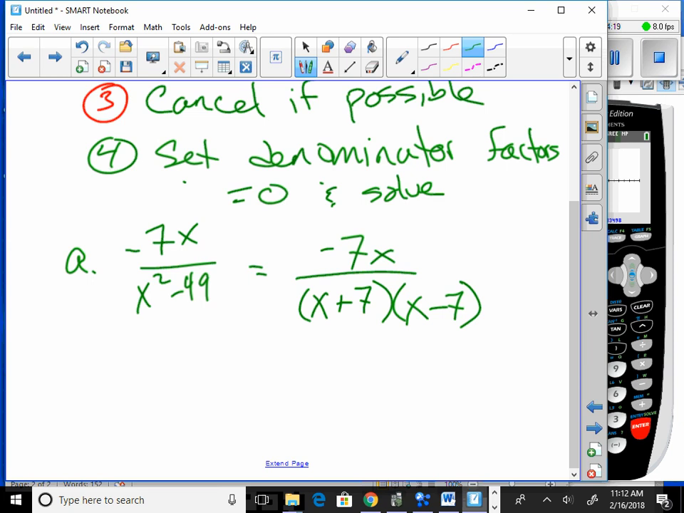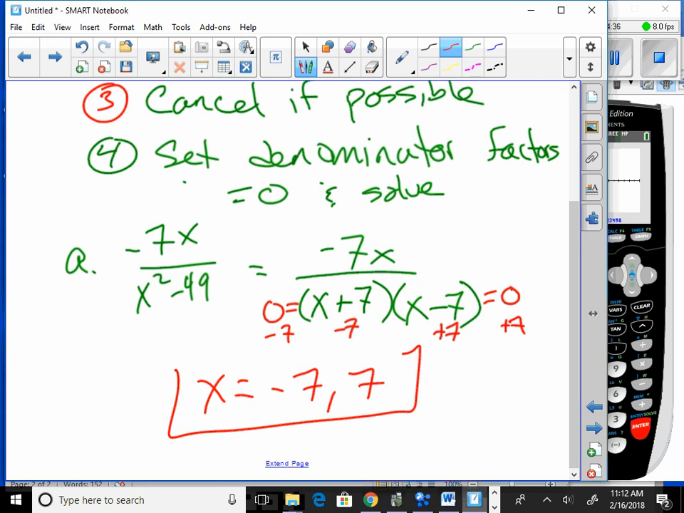So then I go on to step 4, which says set the denominator factors equal to 0 and solve. So I don't set the numerator equal to 0, just the denominator. So I add 7, minus 7. And so I get x equals negative 7 and positive 7. So it is possible to have more than one vertical asymptote.